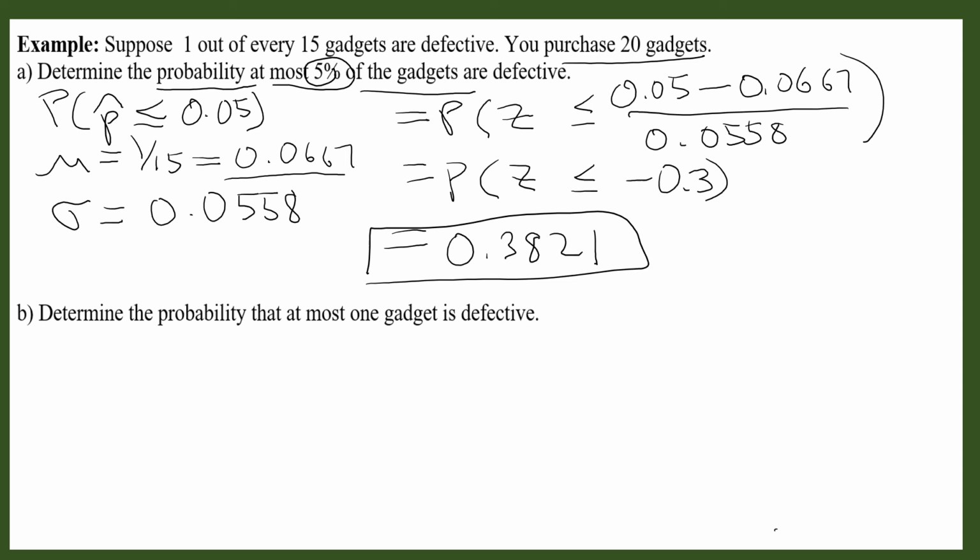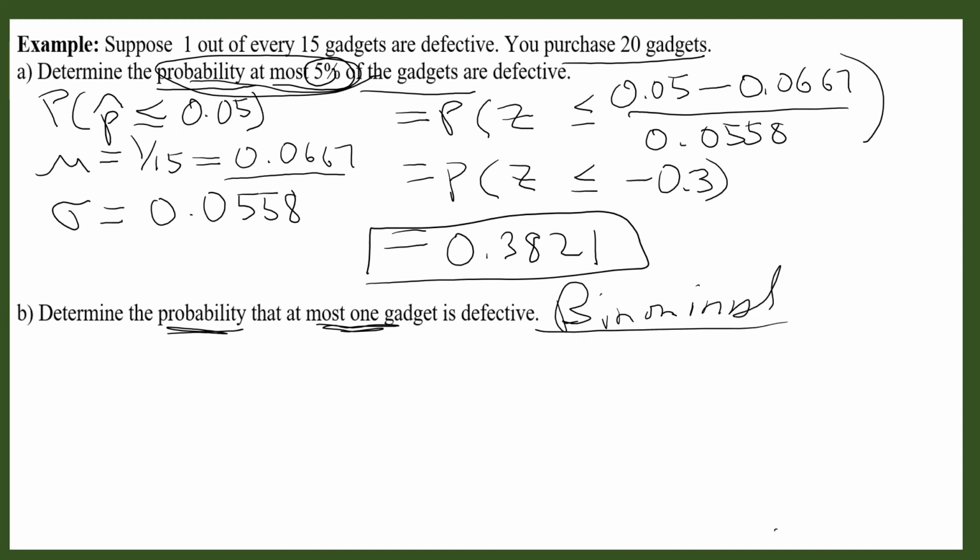The next problem, B. Determine the probability that at most one gadget is defective. Whoa. What's going on here? Think about it. We're no longer talking about a probability of a percentage. We're talking a probability that at most one. We're counting now. You know what? This is binomial. Okay? Toss that in on you because you have to be able to identify a problem first. Okay? This problem is a binomial problem.